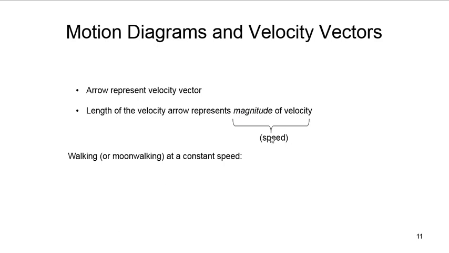Smaller magnitude means slower. So let's say we were going to draw a motion diagram of an object or a person that's walking or moonwalking, right? Because you can't tell if they're going forwards or backwards at a constant speed. It would look something like this. This is what we've had before. Now what we're going to do is recognize that this arrow can represent the velocity that the object has as it goes from this position to this one. And this arrow represents the velocity it has as it goes from here to here, and so on and so on. These arrows are all the same length. That means these velocities are all the same. So it has a constant speed. The velocity is not changing.